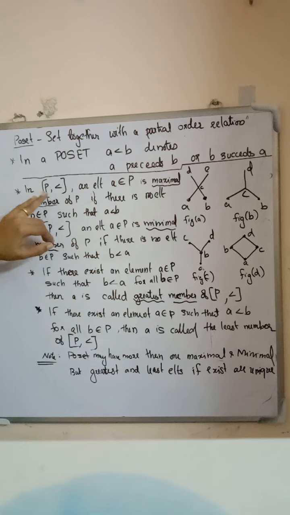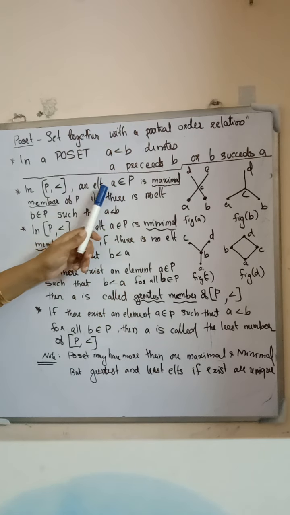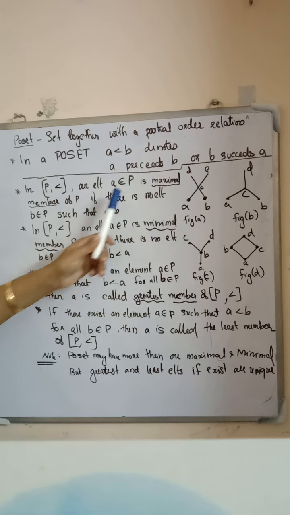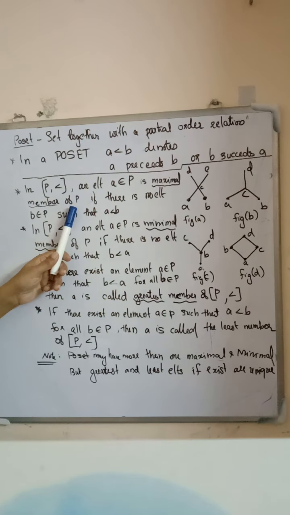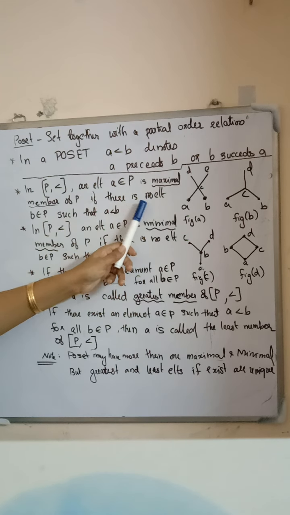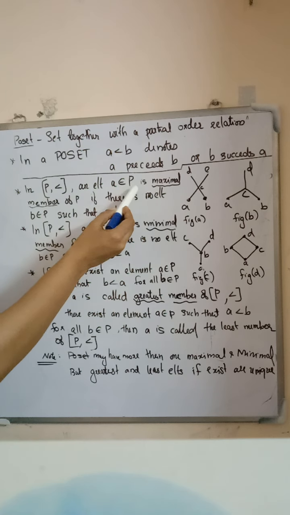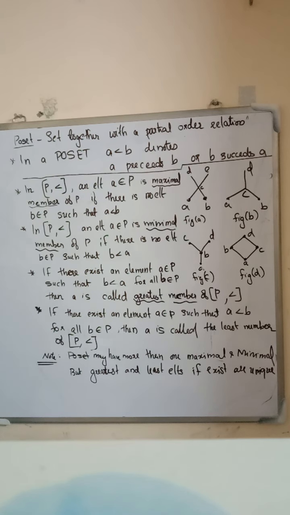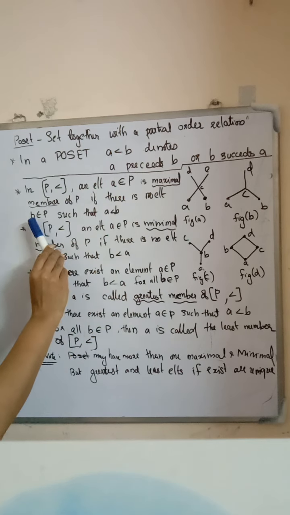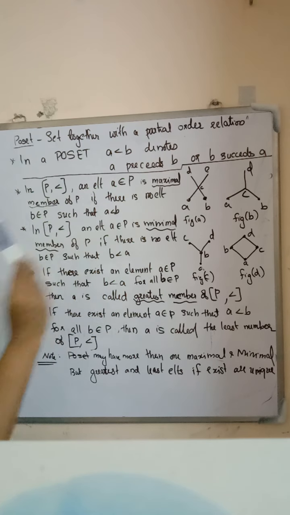Now we define a maximal member of a poset. In (P, less than), an element A in P is a maximal member of P if there is no element B in P such that A less than B. That means there is no element B in P such that A less than B.